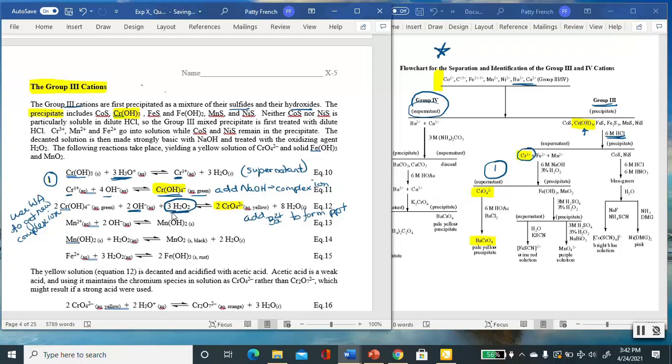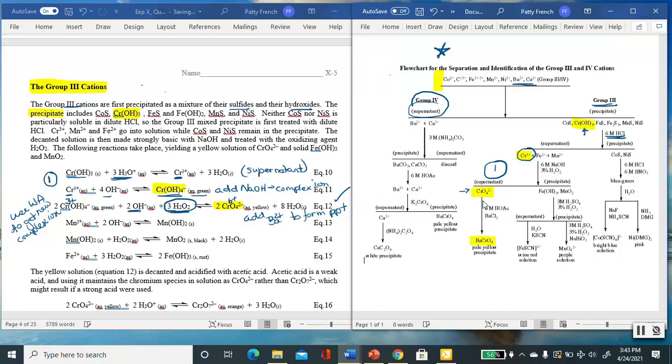Now, hydrogen peroxide at this point changes the oxidation state of chromium. Over here, chromium is 3 plus, and over here, chromium is 6 plus. Okay, so we have really oxidized that chromium. It's lost 3 electrons, and that's what hydrogen peroxide does in this particular step. So that's one example that you'll want to include on your pre-lab.